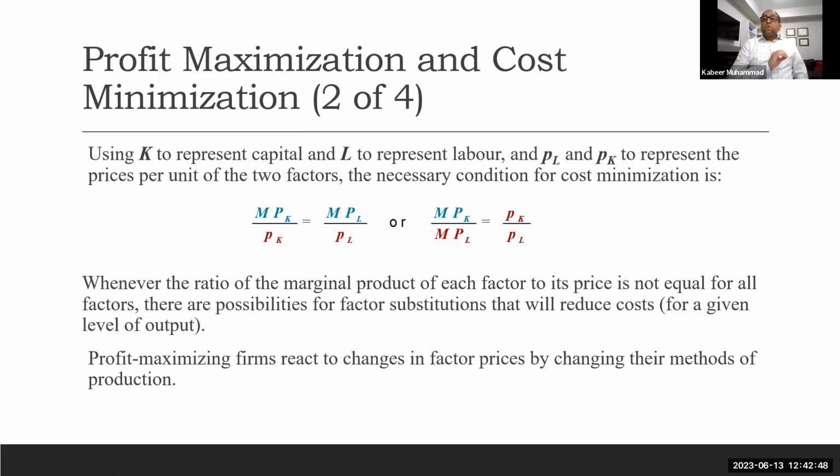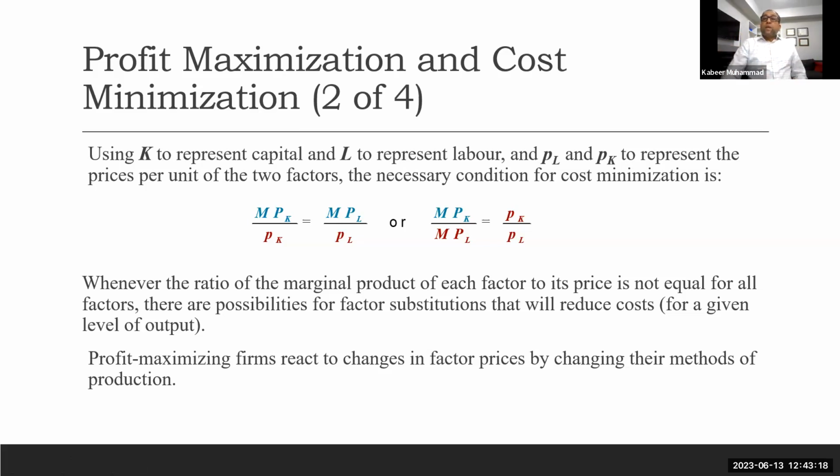What we can do is find out the marginal product of one input divided by the price of that input, which should be equal to the marginal product of another input divided by the price of that input. If we create this identity or this equation, then this is the combination of these two factors of production that reduces the cost to the minimum.